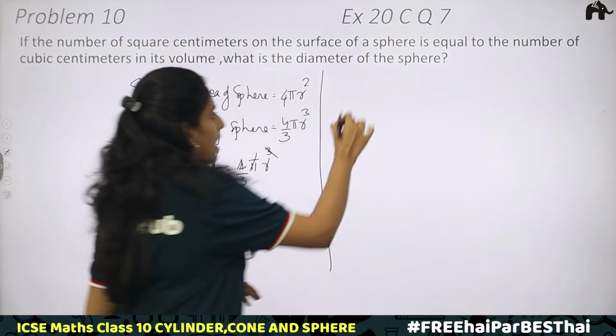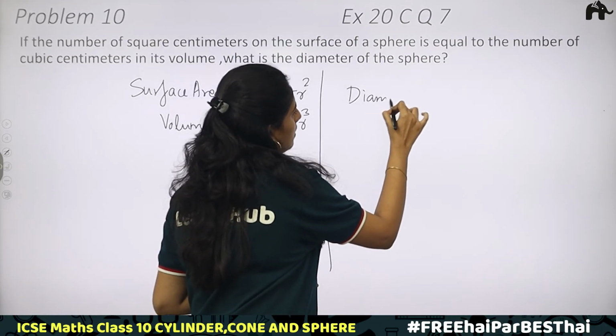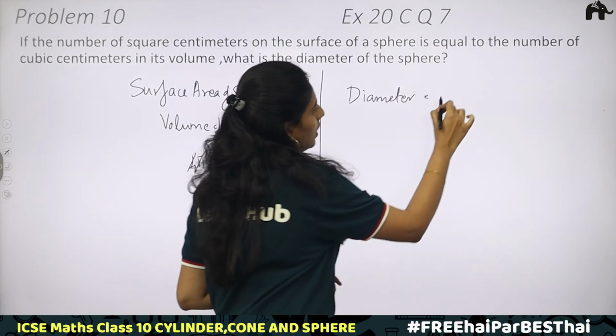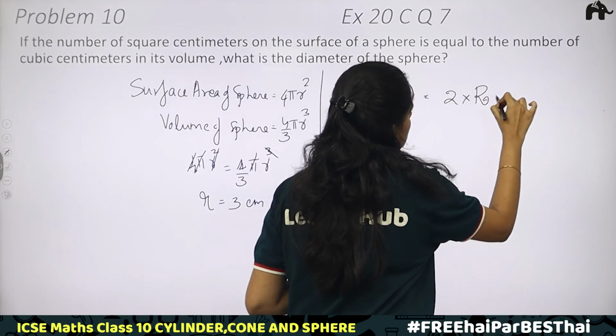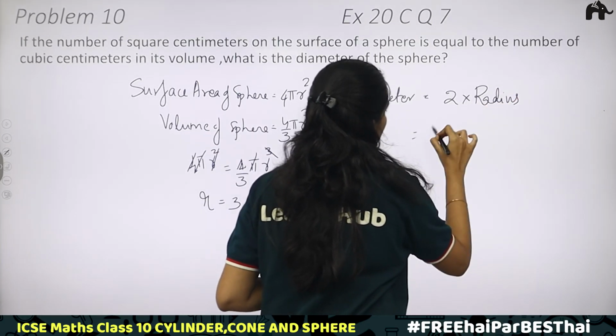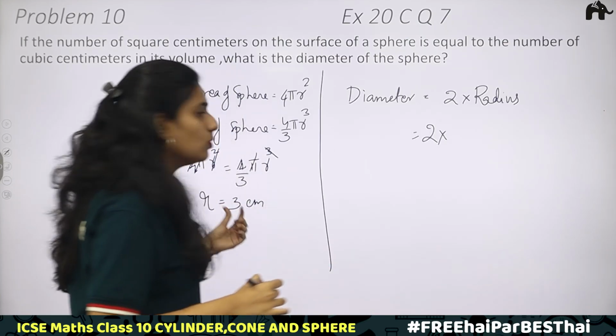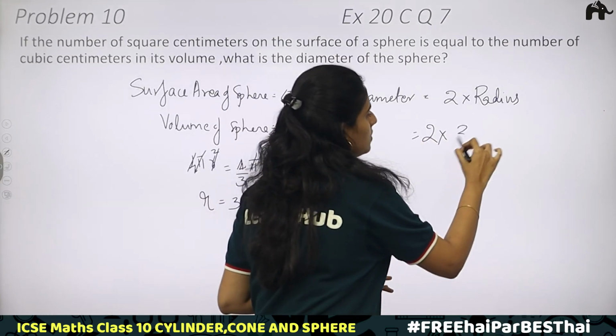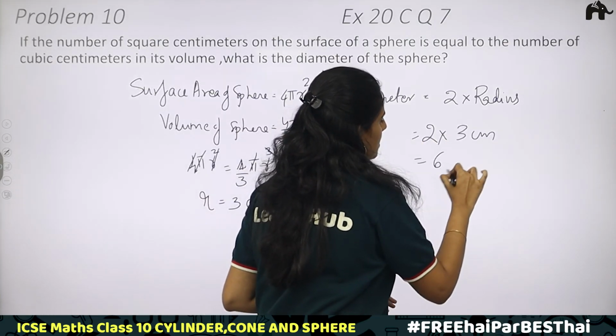the diameter. Diameter is equal to 2 times radius. Here we have determined the radius, and radius is equal to 3 centimeters. 2 into 3 centimeters, that is 6 centimeters.